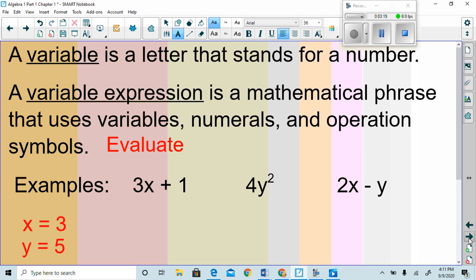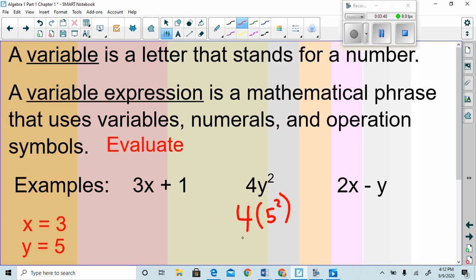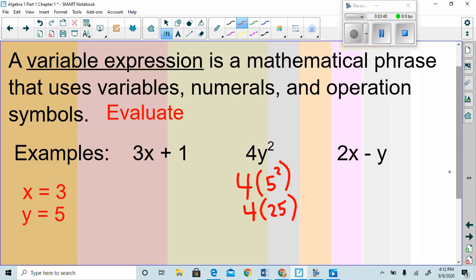And my second expression is 4 times y squared. So 4 times y squared says I'm going to take that y and square it. So what does that look like? I have 4 times y squared, which is 5 squared. Well, 5 squared is 25, so that's 4 times 25. And when I simplify that further, that gives me 100. When I'm looking at your work, I'd like for you to box your answers.